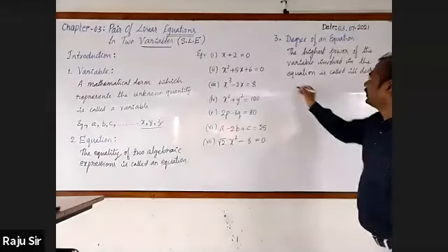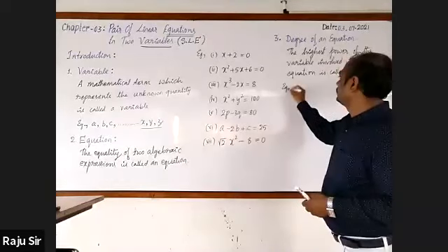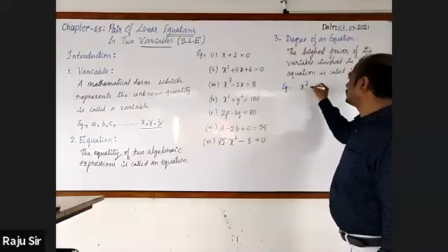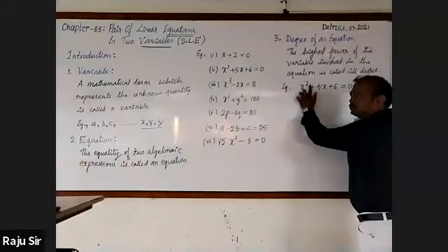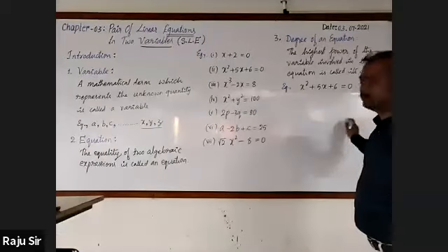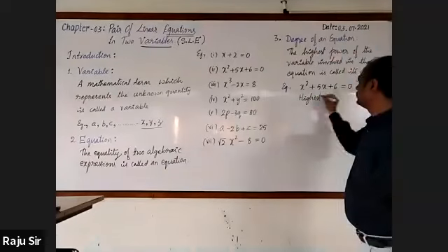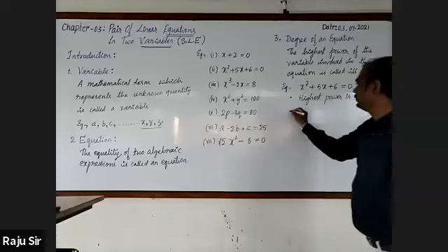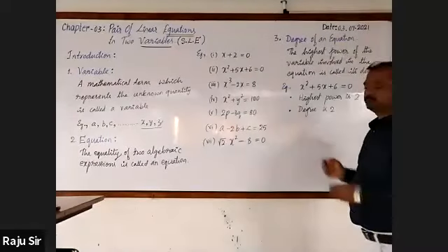Okay. Now let me go for taking an example. Just only one example. Here, I write the most familiar equation to us. It is x square plus 5x plus 6 is equal to 0. Here, the highest power is 2. Therefore, its degree is 2.